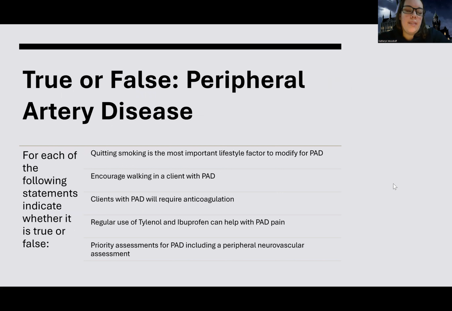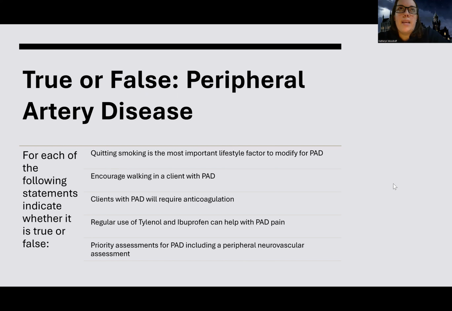All right, so now we're getting into some more vascular disorders, and we're going to do a true or false. It says, for each of the following statements, indicate whether it is true or false. The first one says, quitting smoking is the most important lifestyle factor to modify for PAD. I know that quitting smoking is super important for all cardiovascular, but it's saying the most important lifestyle factor. And this might sound odd, but this actually is very true.